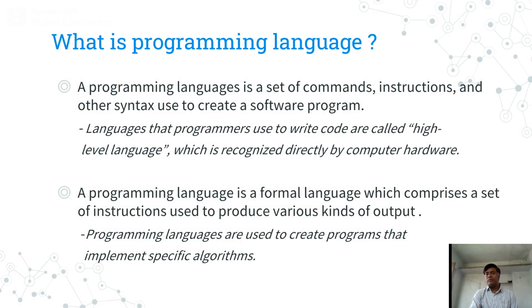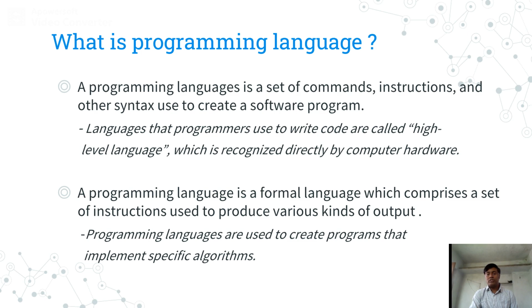A programming language is a set of commands, instructions, and other syntax used to create a software program. Generally the languages that programmers use to write code are called high level languages, which are recognized directly by computer hardware. Although the low level languages are machine and assembly language, after that all come under high level language. You can also define a programming language in another way.